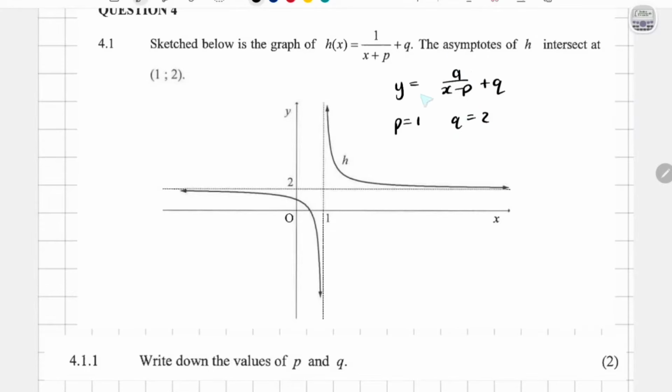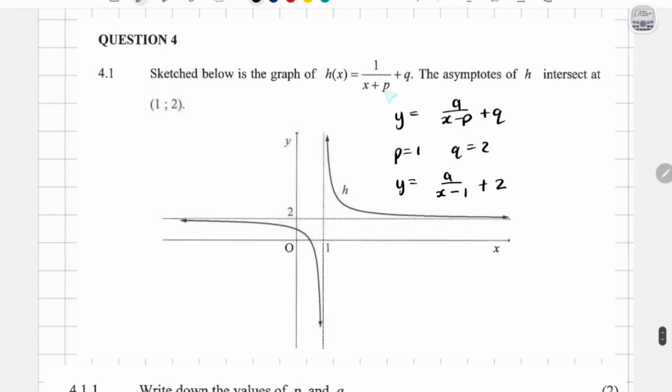So when we substitute that into our original equation, that is y is equal to a over x minus 1, our p value, and then plus 2, the q value. Now, you have to answer them in terms of their p. It doesn't change the formula. The formula is still the same. The a is 1, by the way. The formula is still the same, but their p value is just different.